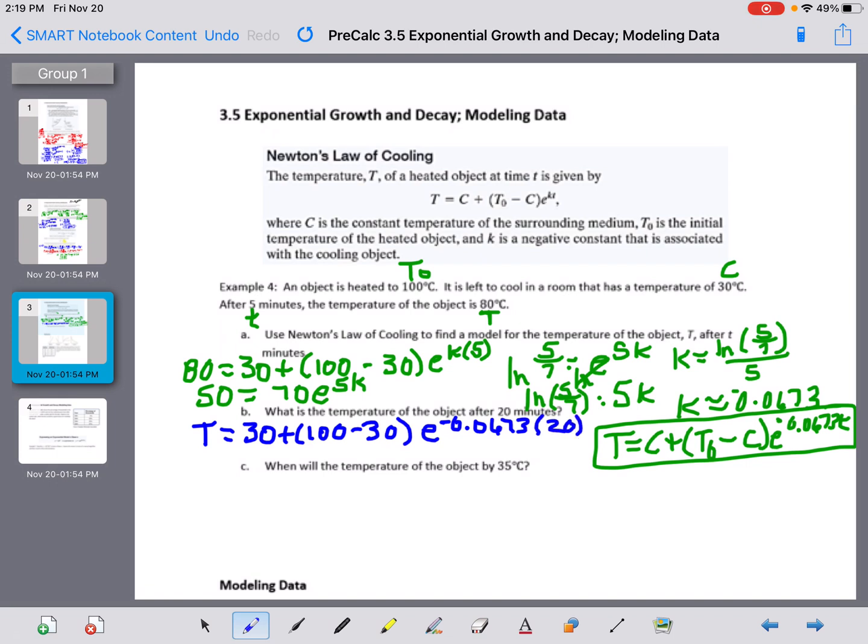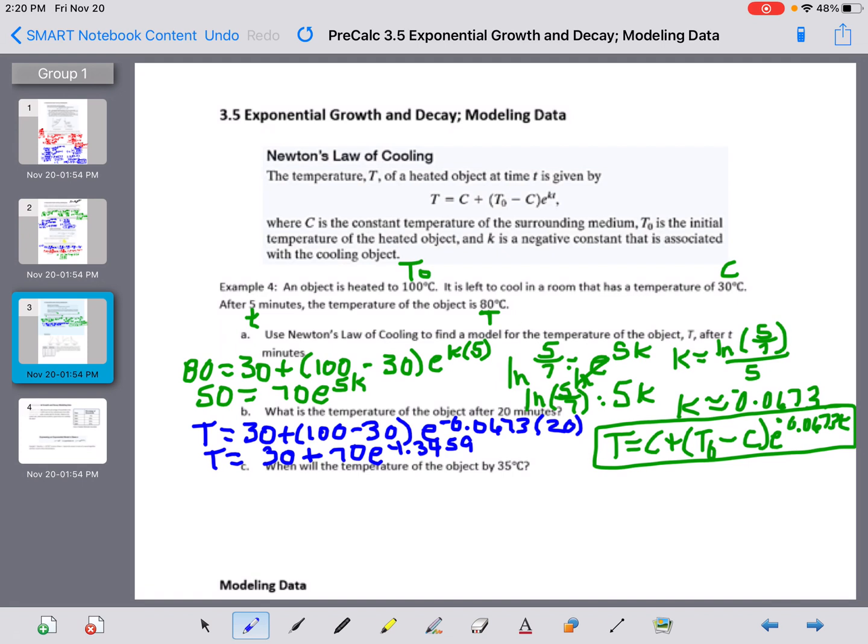Okay. This is straight up just calculator. That's really all we're doing right here, right? So you could simplify it and say 30 plus 70 times e to the, multiply that by 20, like negative 1.34, something like that.